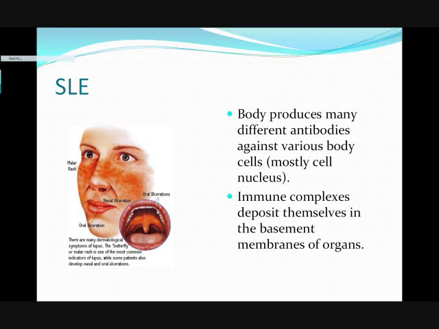This shows the textbook rash that occurs. It's called butterfly rash with lupus. It's more pronounced after sun exposure. The body produces many antibodies against the various body cells. That's why it's autoimmune, but mostly against the cell nucleus. Immune complexes deposit themselves in the basement membranes of organs.